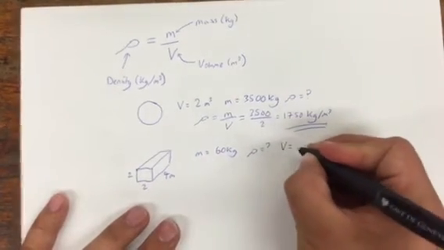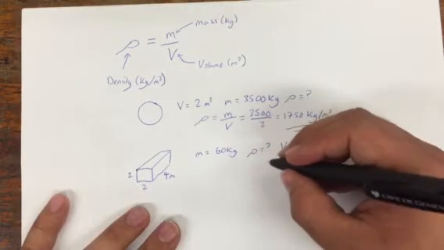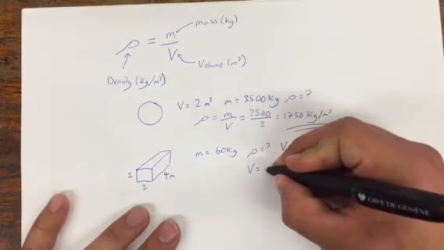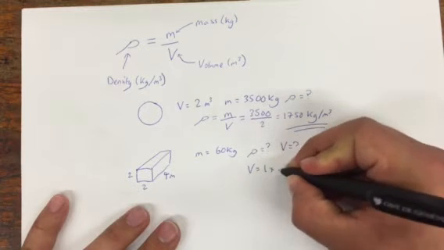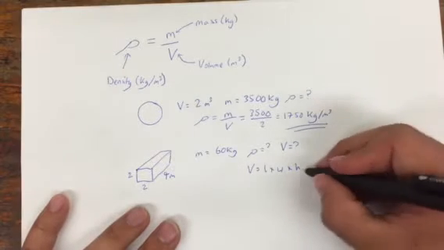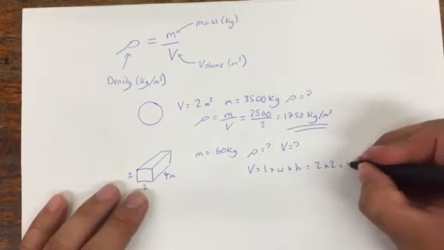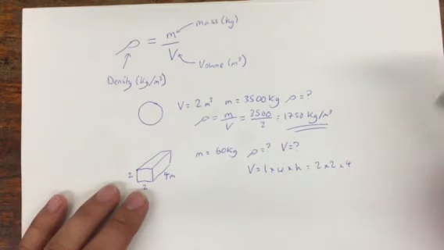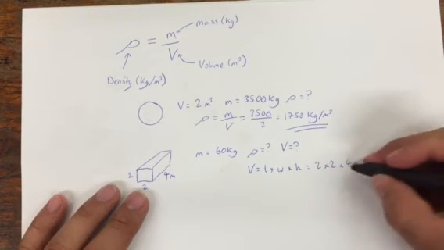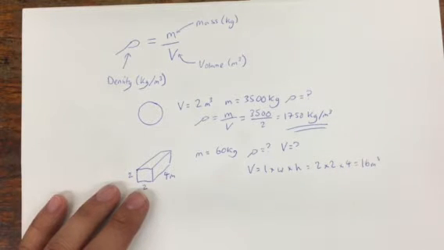So this is where I have to remember the equations for volume from maths. If I'm working out the volume of a cuboid, volume is length times width times height. So I'm going to do 2 meters times 2 meters times 4 meters. I can use that to work out the volume of my cuboid, which, if I don't have a calculator, would be 16 meters cubed.